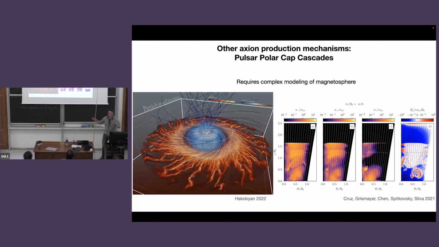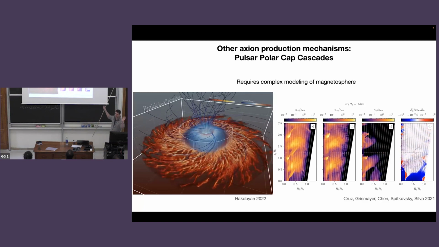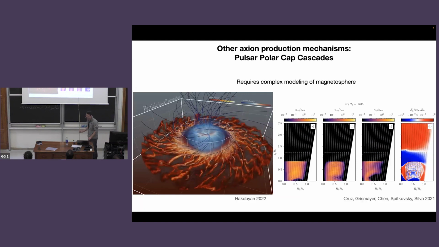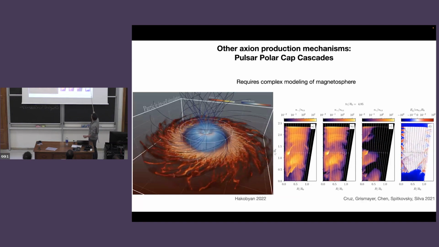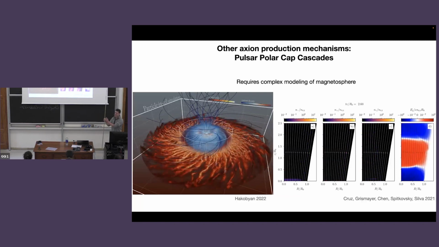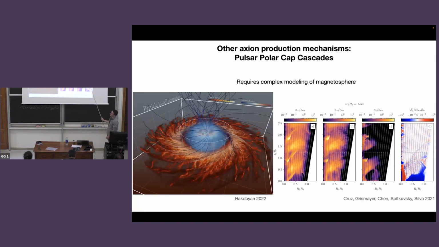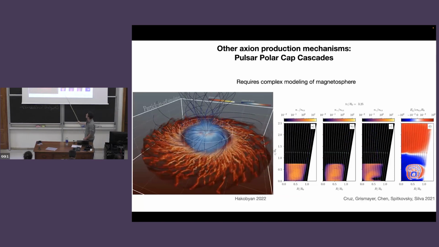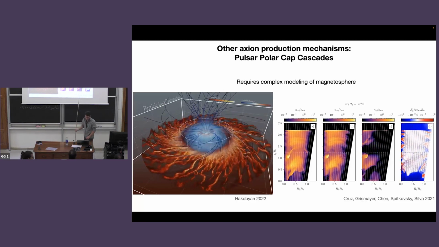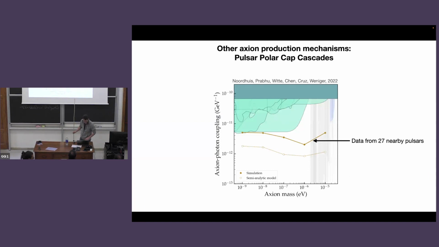Now, to model that properly, and it's not my work, this is a little bit beyond me at the moment, you need to properly model the magnetosphere and figure out exactly how in those vacuum gaps where you do expect to have this parallel component, using particle-in-cell and other techniques. Either way, that's what some people did, comparing some simple simulations with some semianalytic models. And in the micro-eV range, it actually yields relatively strong limits if you look at like 27 different nearby pulsars.